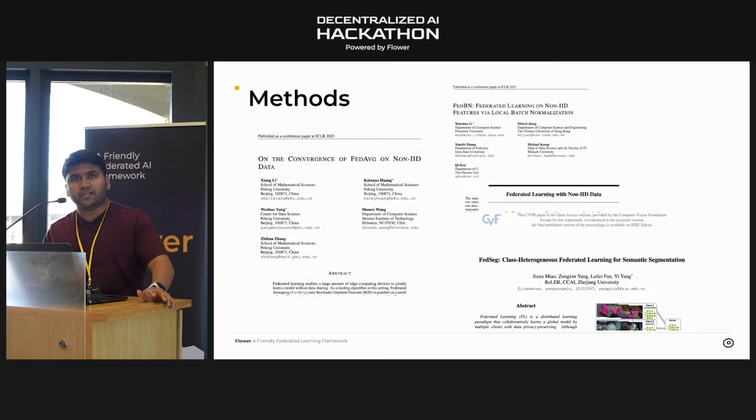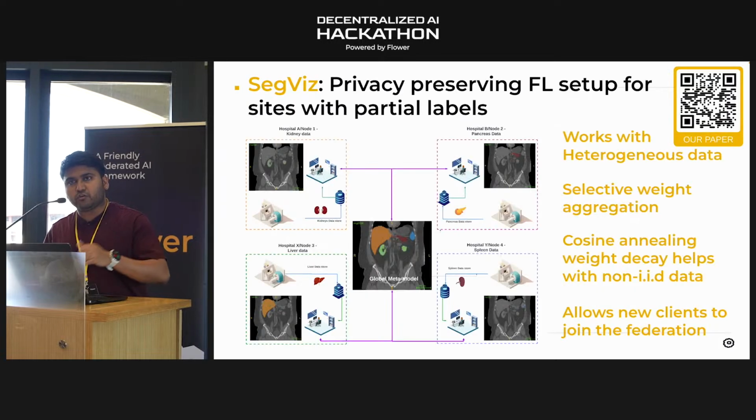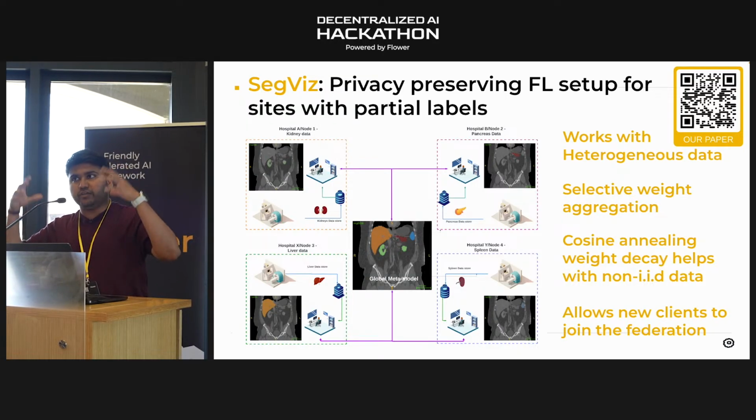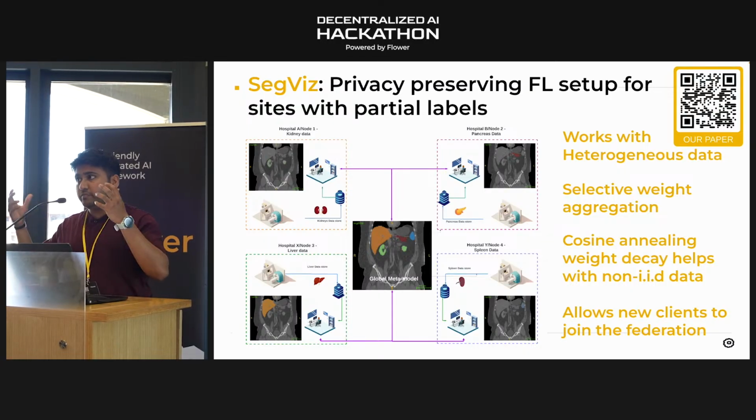There are a bunch of methods in this domain that talk about how you can build FL for non-IID data, but they weren't really successful for medical imaging. So we wrote a paper about this, which was published at CVPR 2024 at one of the workshops, on privacy preserving FL. The main idea was we were selectively aggregating parts of the network that we felt were most important for knowledge aggregation, and then using that to train an FL setup to effectively have a federation which can learn from different clients and completely different tasks.